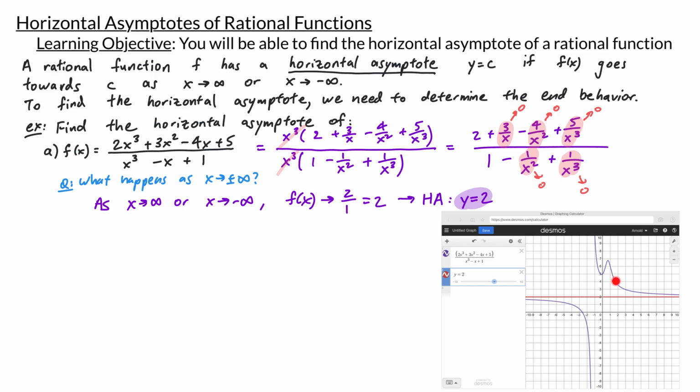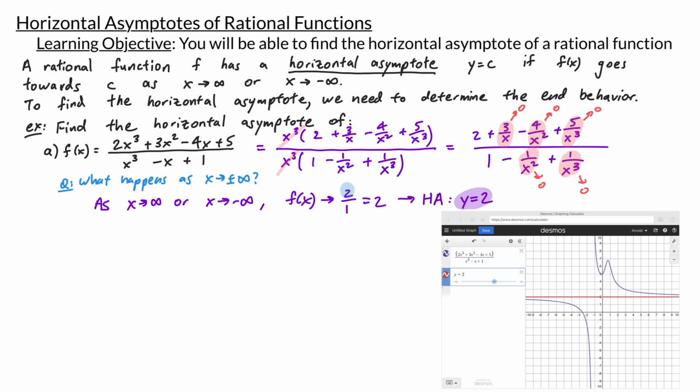And when we trace our graph to the right, our graph gets closer and closer to that horizontal line y equals 2. This is because the outputs, or the y values, of our function get closer and closer to 2 as x goes to infinity and x goes to negative infinity. Now, one thing you might notice is that our outputs went towards 2 divided by 1.